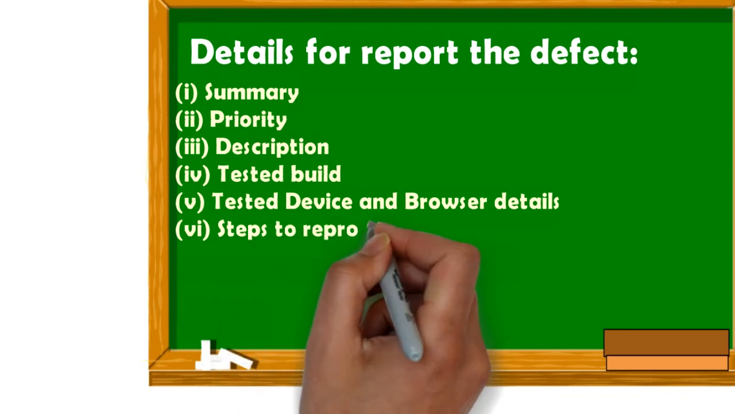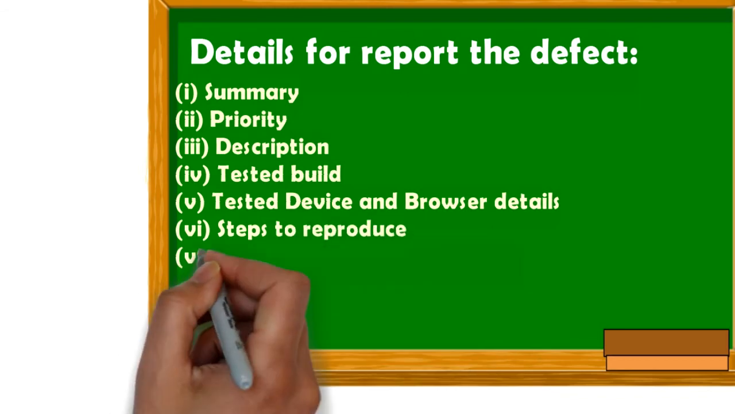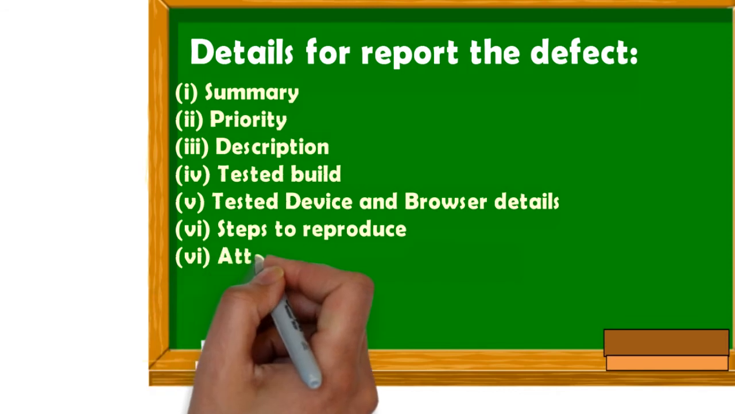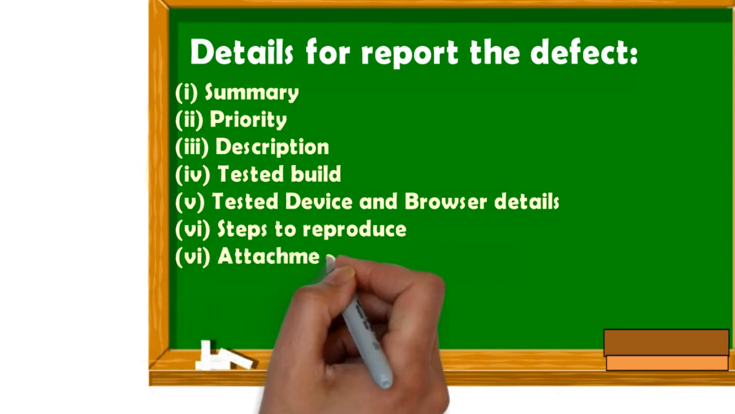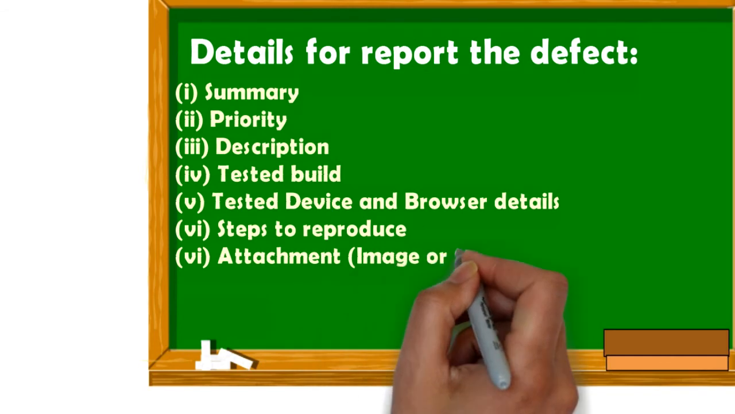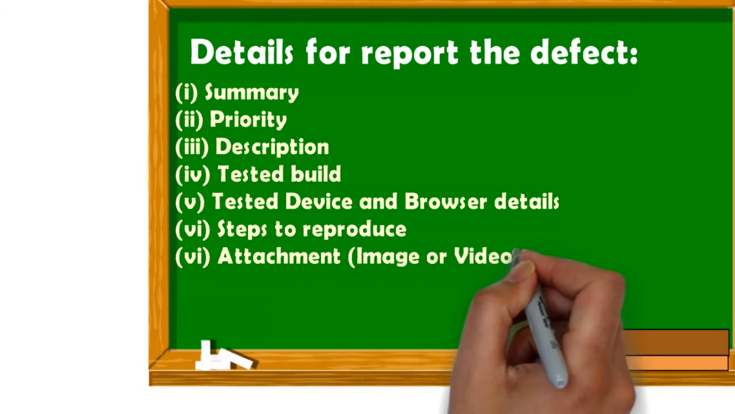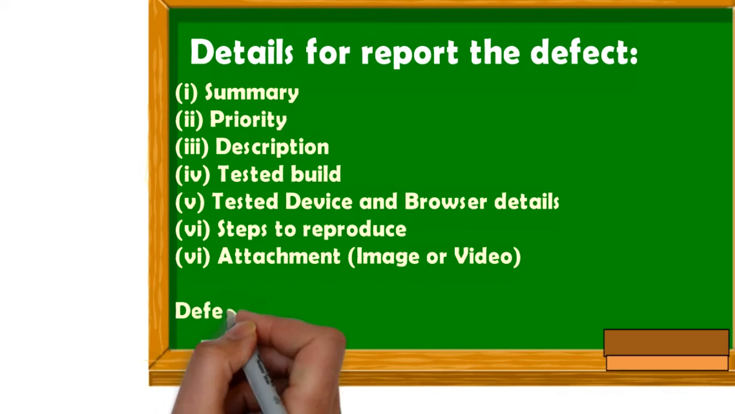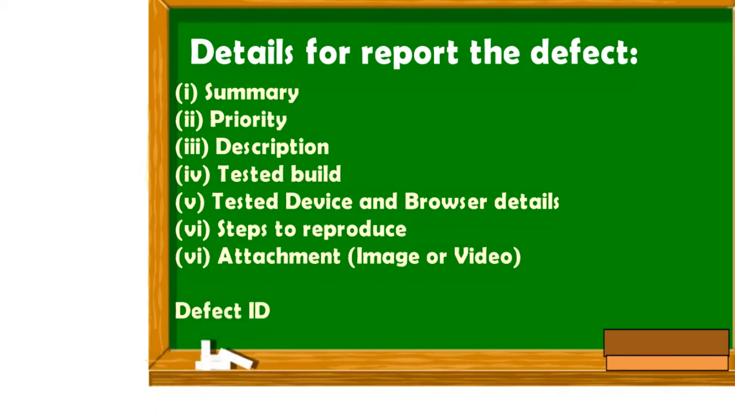The second one is priority. Priority is based on the impact of the defect on the application. We have several categories such as urgent, very high, medium, and low. Based on this priority, the developer will fix the issue.